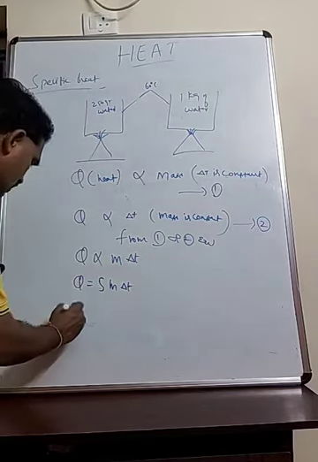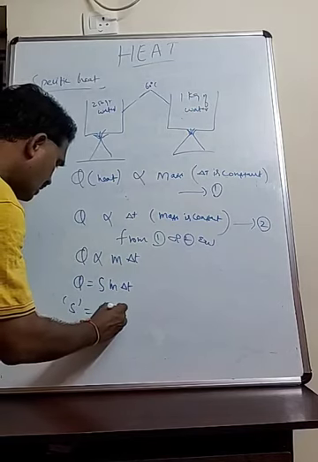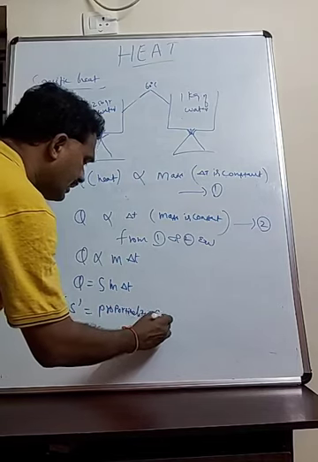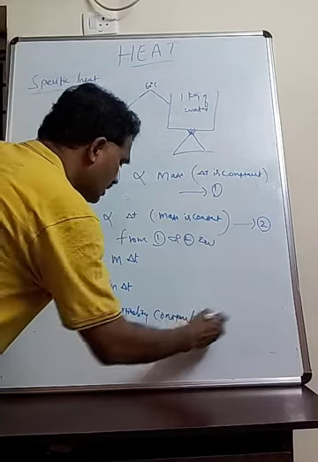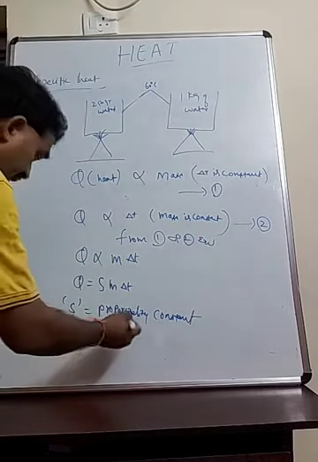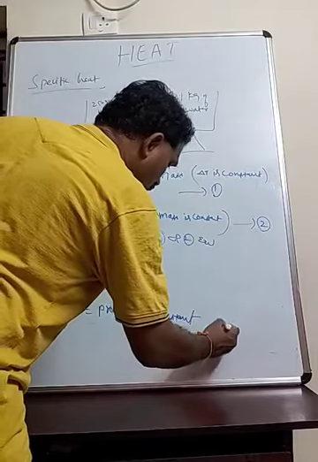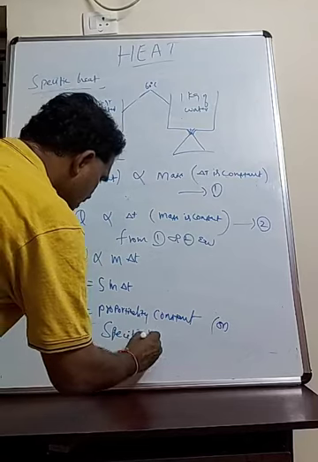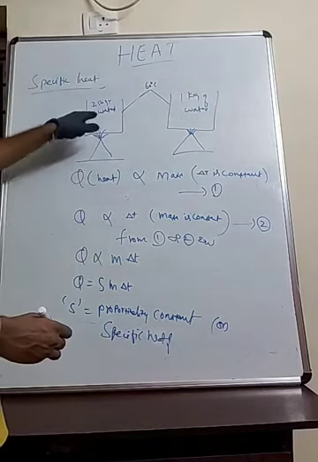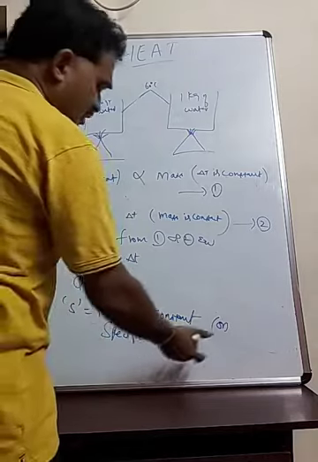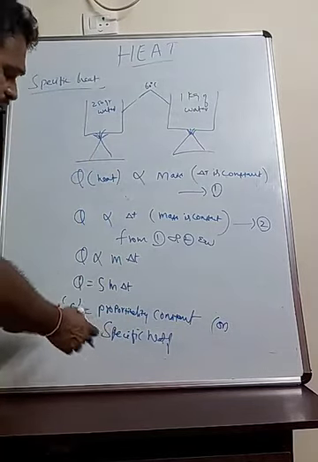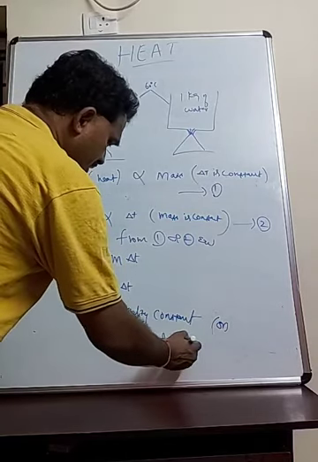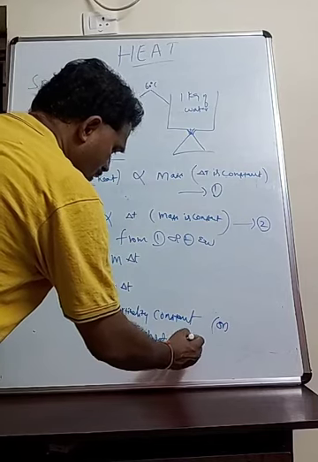What is S? S is called the proportionality constant. That proportionality constant is also called the specific heat of the object. Here, what is the object we have taken? Water. That's right, we can write specific heat of water. Otherwise, we can write S means specific heat, the specific heat of the object, whichever object we take.